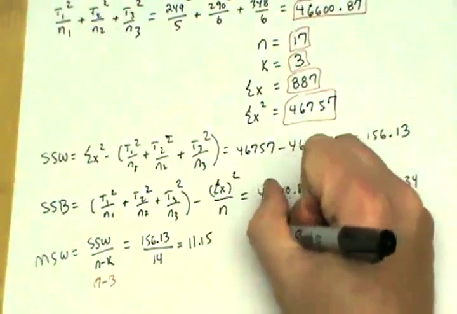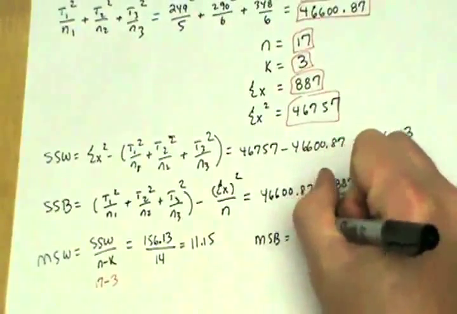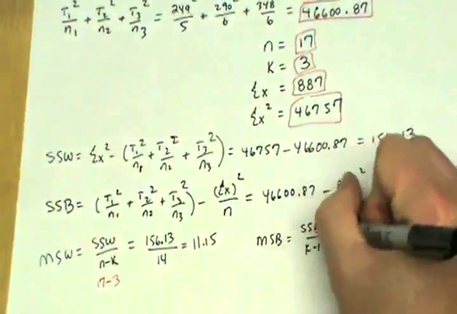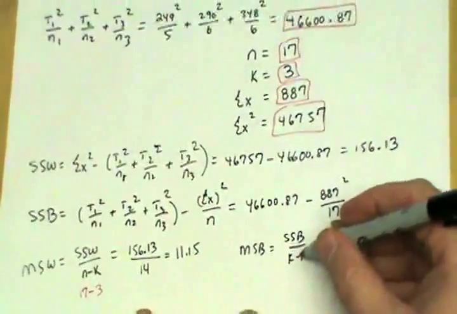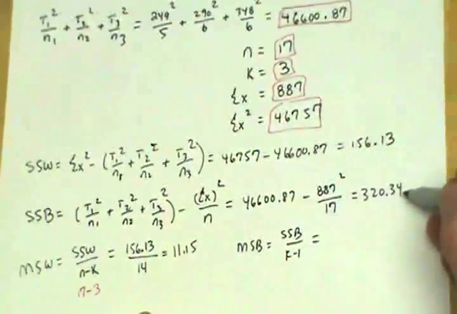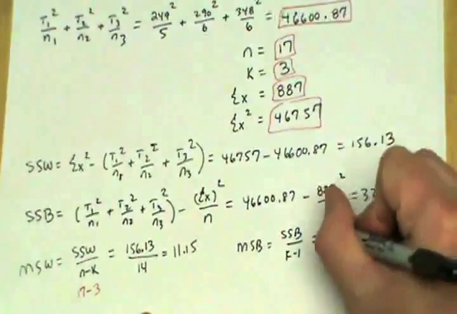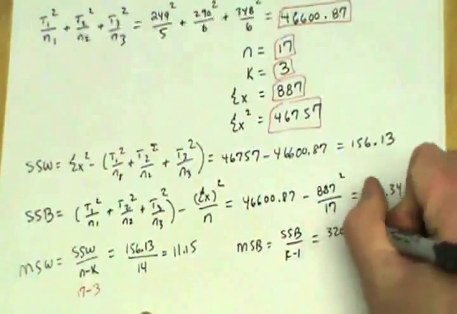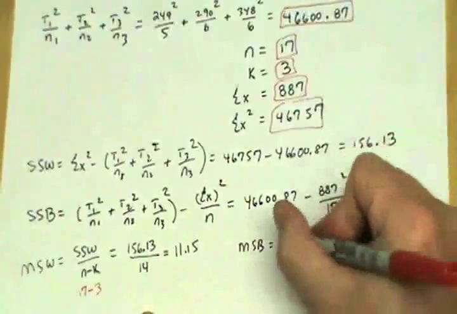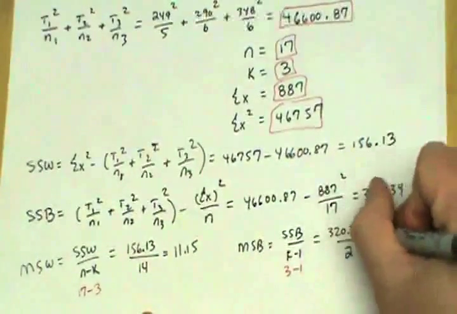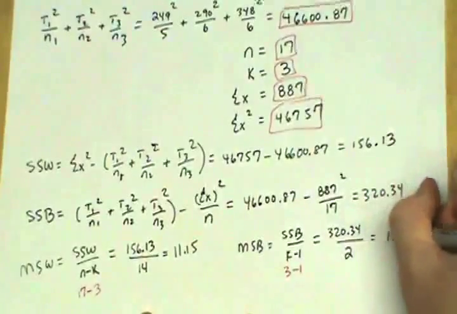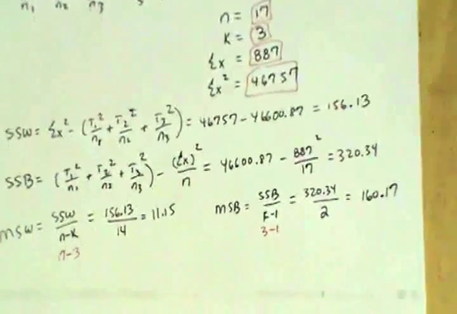We now need MSB. That's SSB divided by k minus 1. That's according to the formula sheet, right? So SSB we found right here, 320.34. And k is the number of categories, which is 3, and take away 1, which is going to be 2. 160.17 is that value.